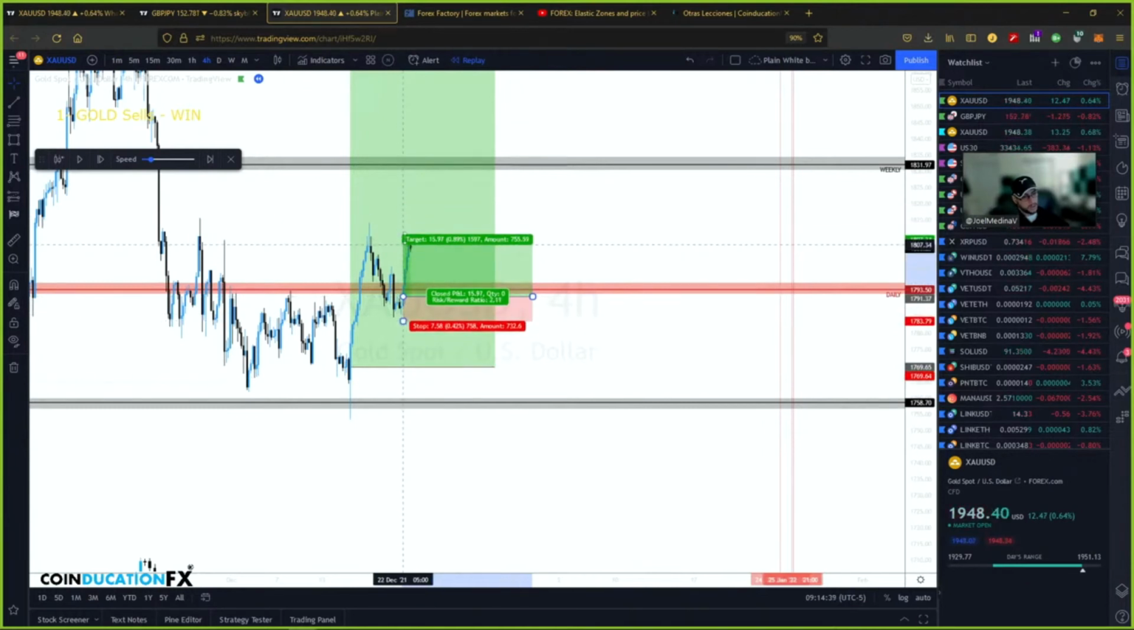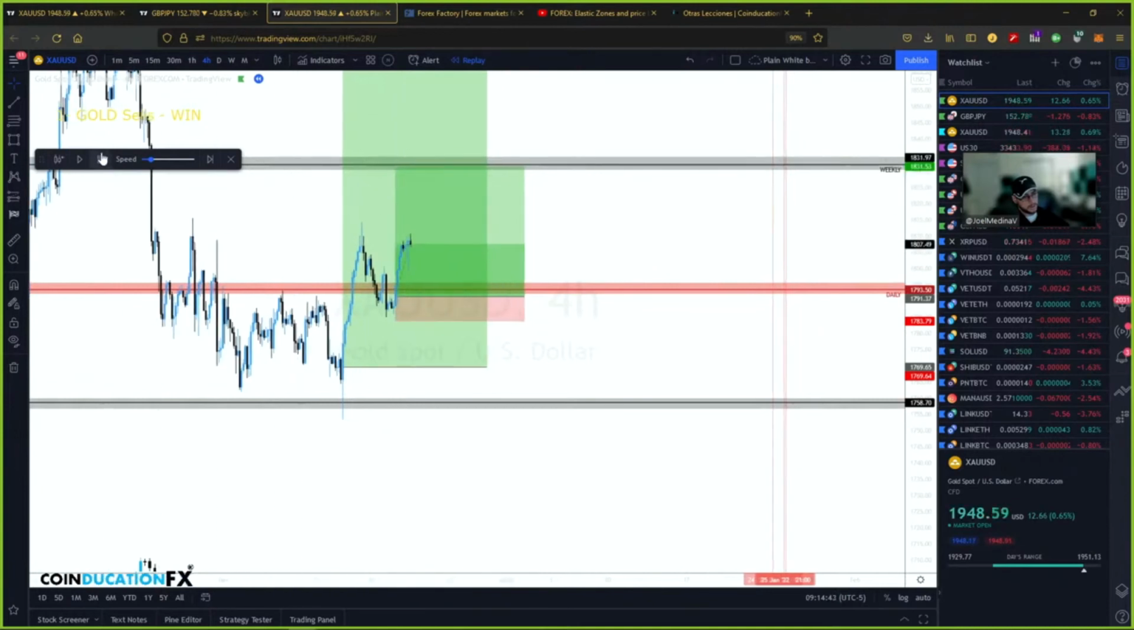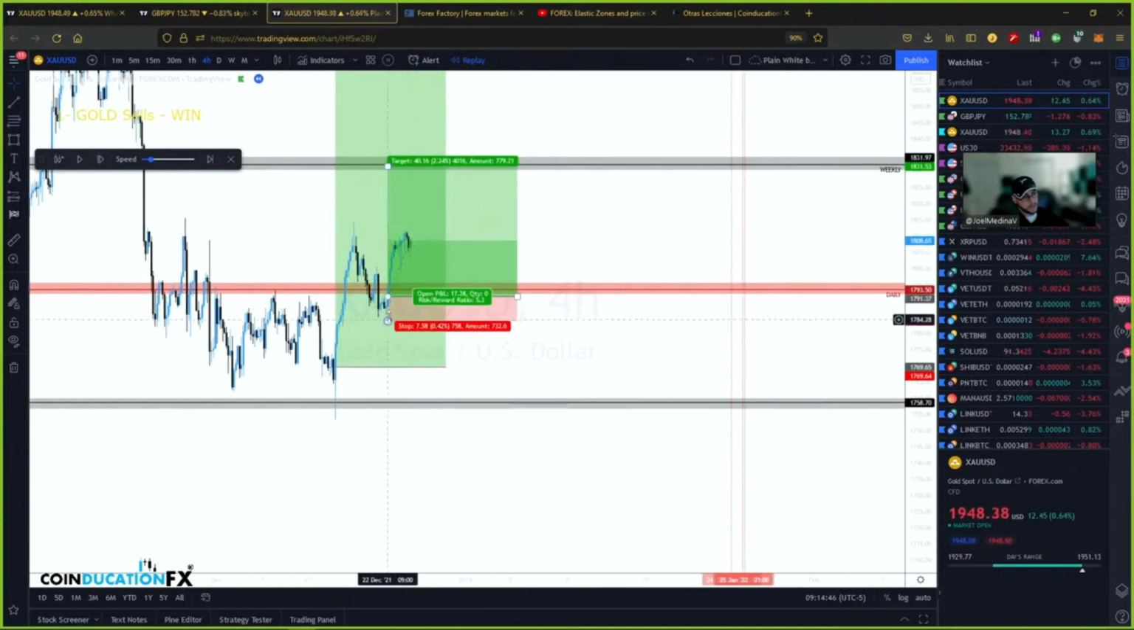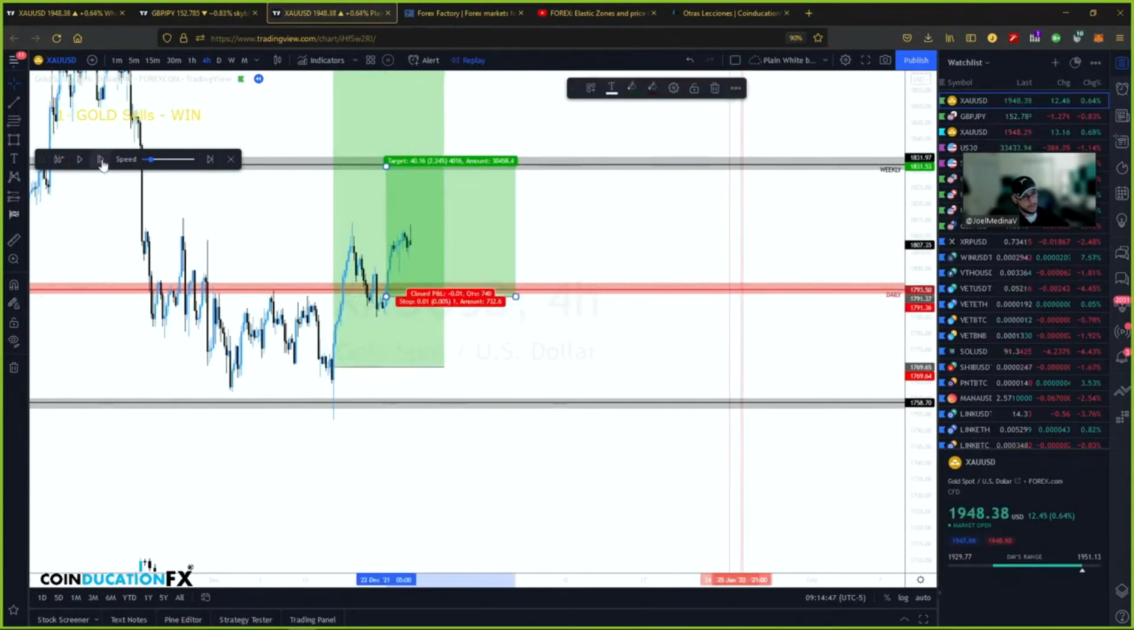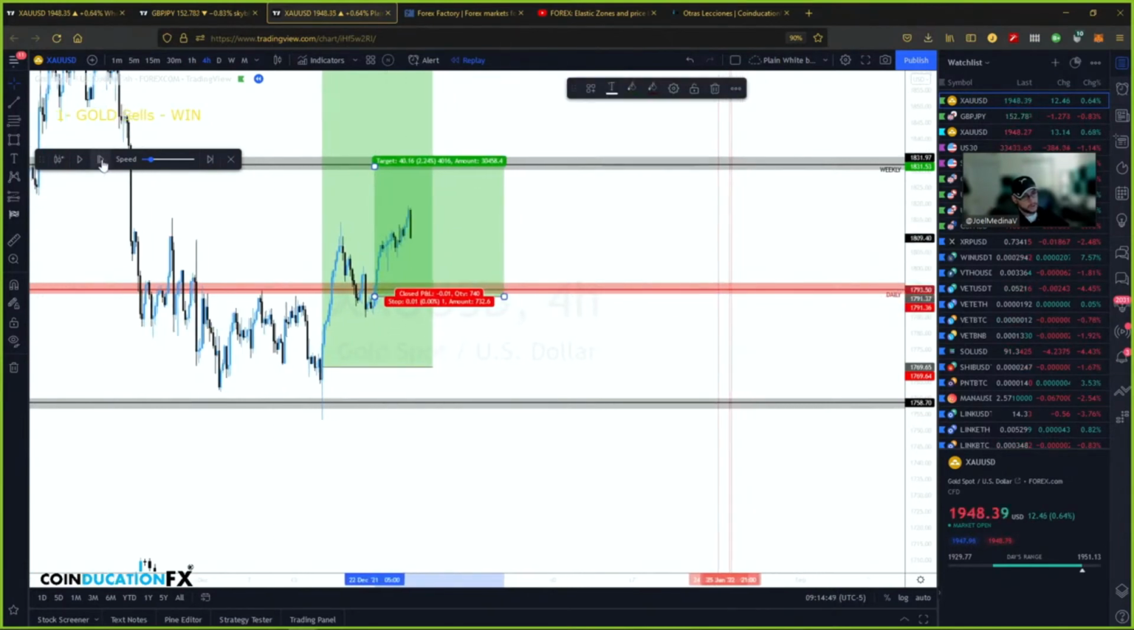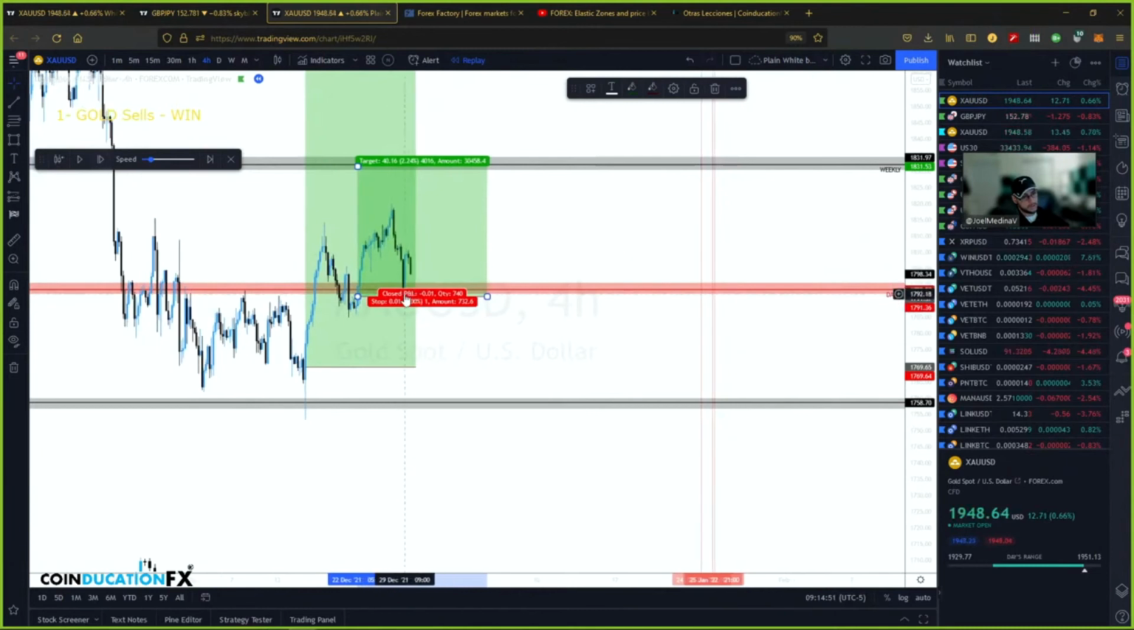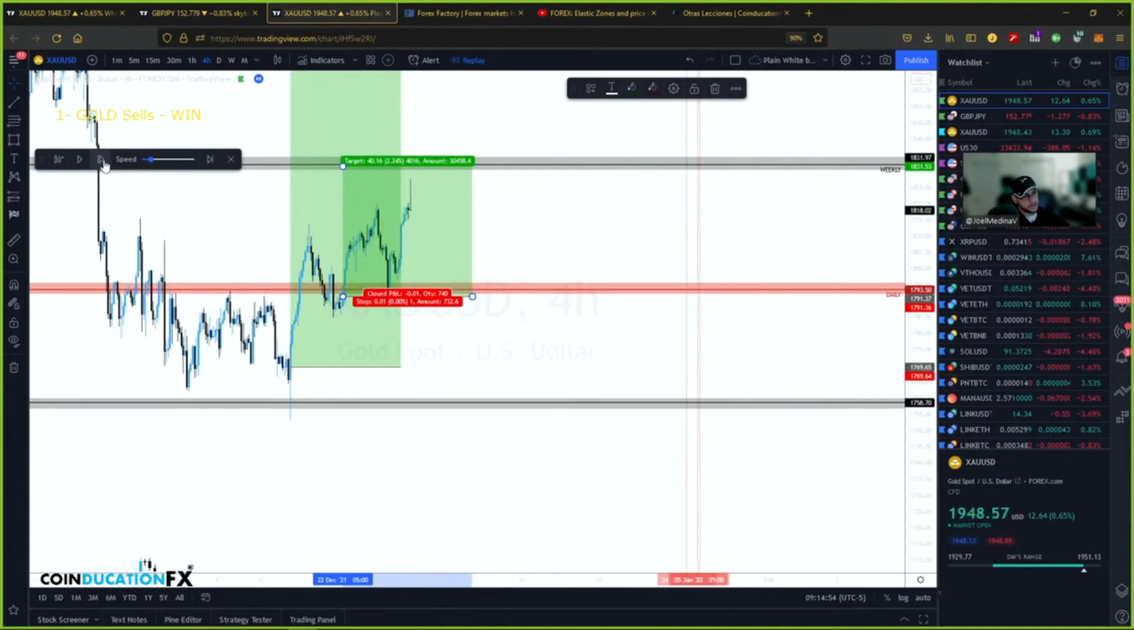You TP one and then leave another runner, right? Then you continue going out. This might take you out, but now you're on break even, right? Because it visits the level twice. There you go. You see, it visits the level. You might even go down to here before going all the way up. I've seen that happen before.